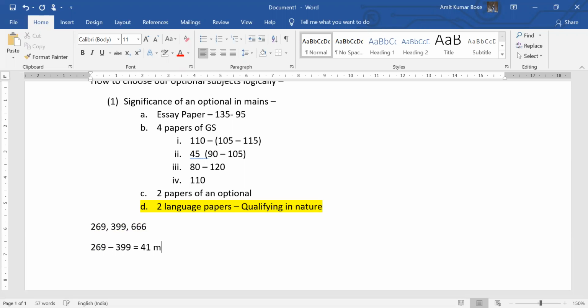41 marks. Difference of how many ranks? Difference of 130 ranks for mere 41 marks.